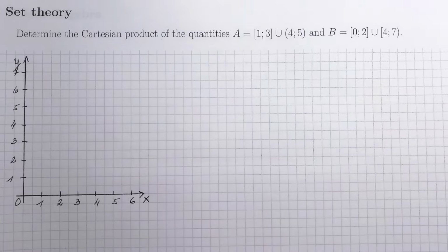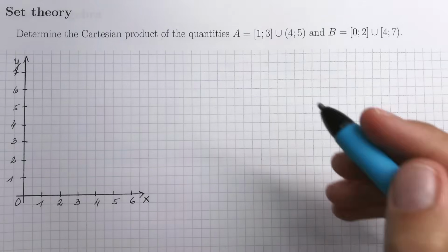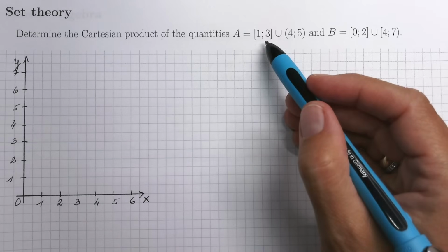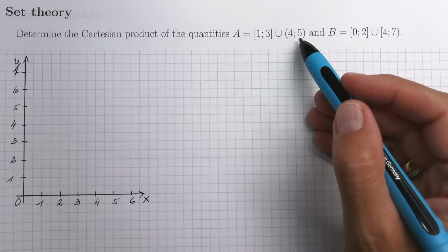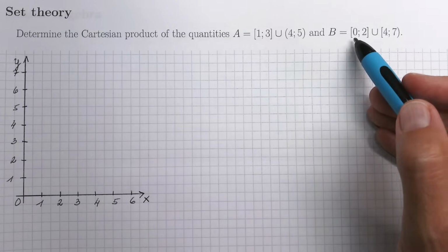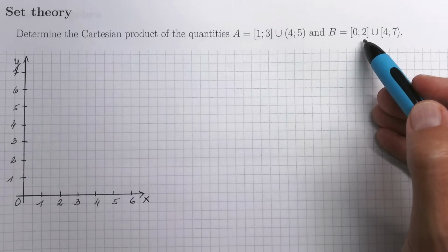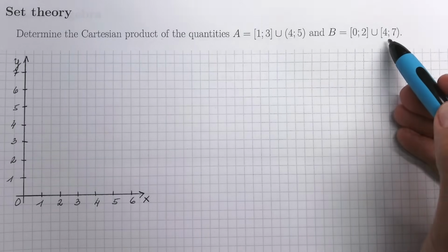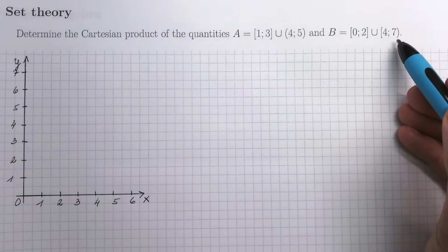Today we're going to learn about the Cartesian product. In this example, we want to determine the Cartesian product of the quantities A, which is the closed interval from 1 to 3, united with the open interval between 4 and 5, and set B, which consists of the closed interval between 0 and 2, united with the half-open interval between 4 and 7.